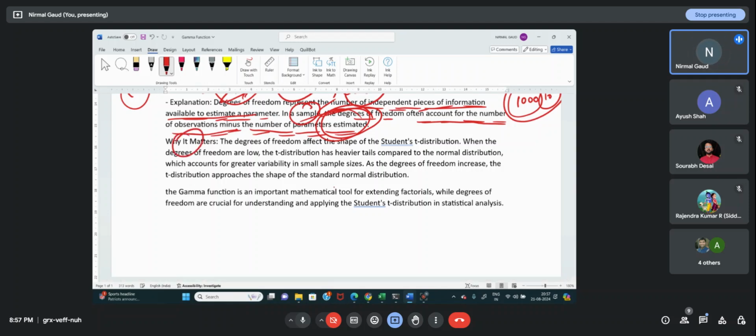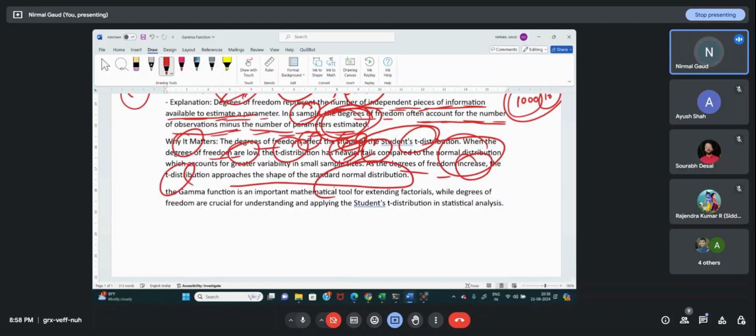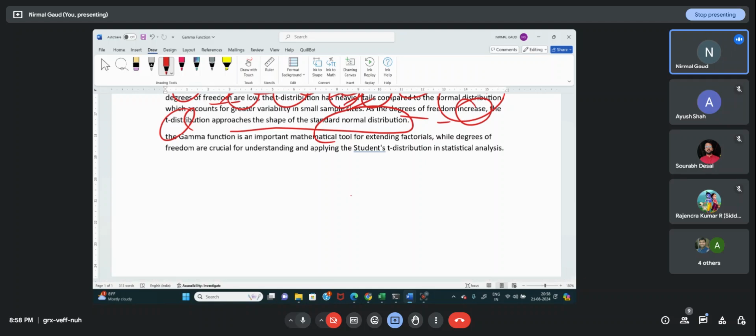Why does it matter? See, degree of freedom affects the shape of the student t distribution. When the degree of freedom is low, meaning the sample size is low, the student t distribution has heavy tails. But when the sample size increases, the degree of freedom increases, so this heavy tail will go down and down, and it will converge to the normal distribution. I already told you. As the degree of freedom increases, the t distribution approaches the standard normal distribution, with mean 0 and variance 1, or sigma 1. This is the standard normal distribution.